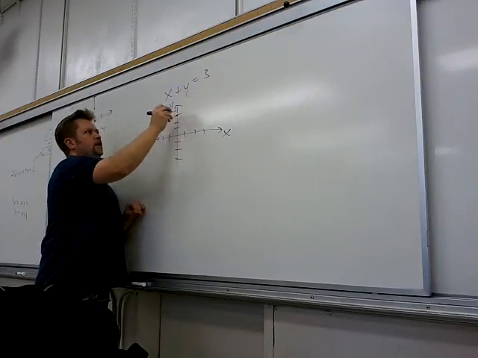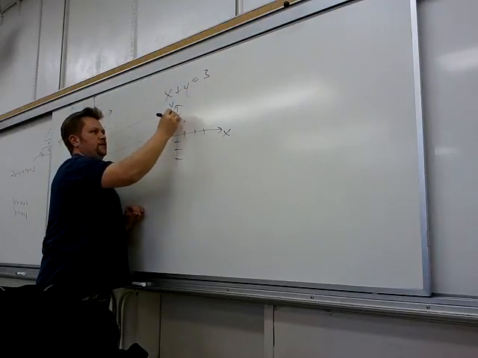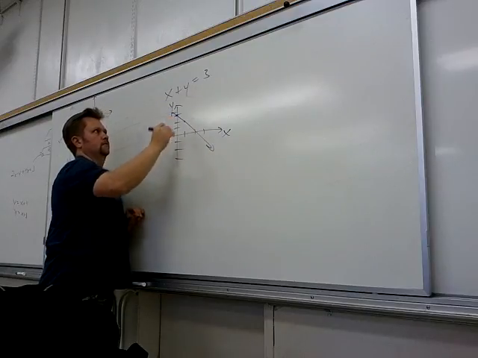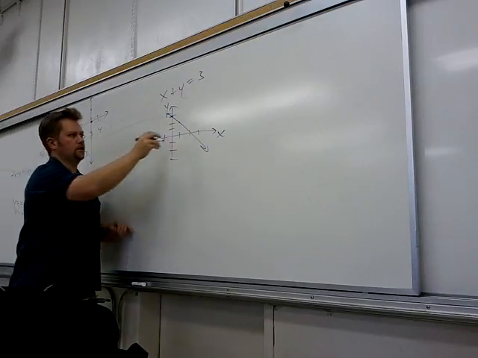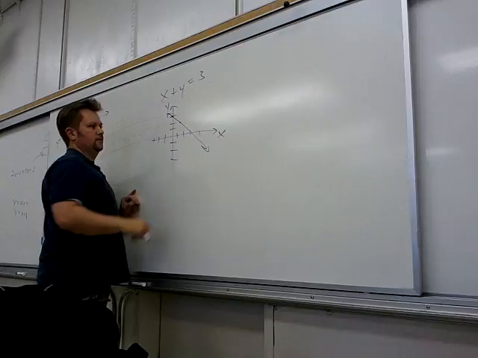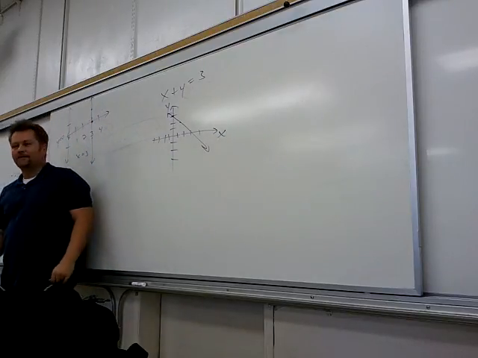So of course, y-intercept is 3, slope is -1, so there's the y equals 3. X plus y equals 3. Let's pretend like that's the right scale. There you go. That's perfect.